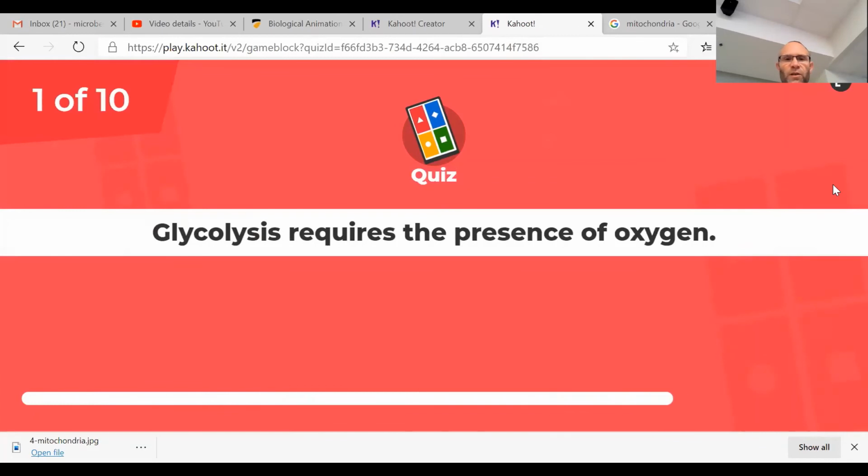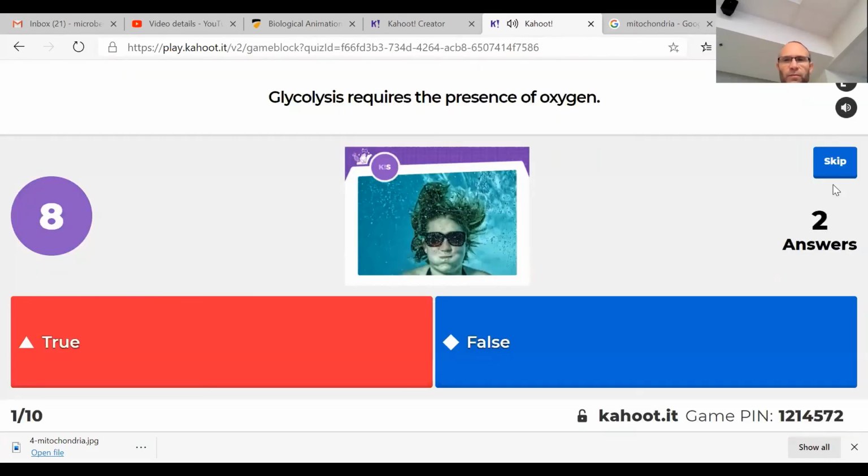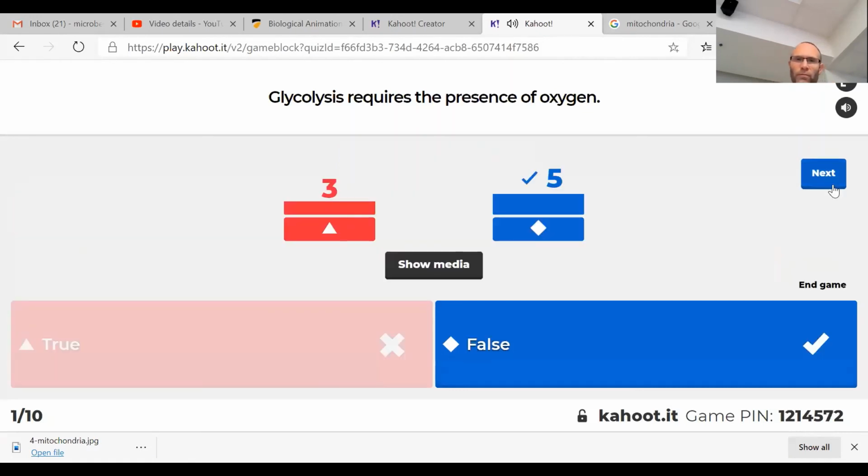Question 1, glycolysis requires oxygen. False. So glycolysis, remember, is the very first reaction pathway, and it happens outside of the mitochondria, no oxygen required.